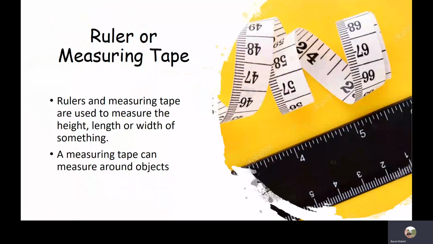Next, we have ruler or measuring tape. These are two different things, but they do the same job. Rulers and measuring tape are used to measure the height, length, or width of something. And width is how wide something is around.